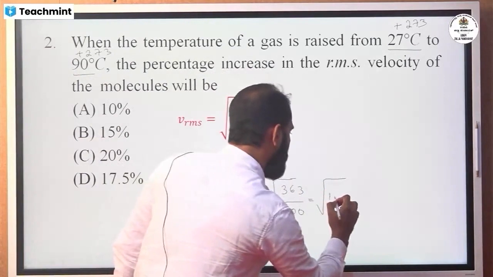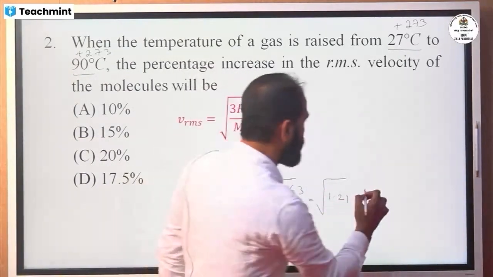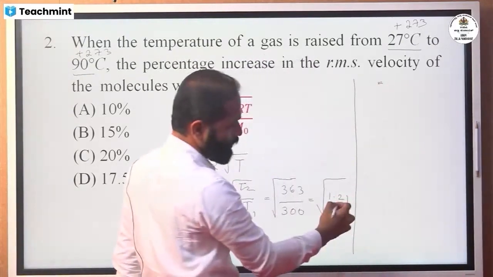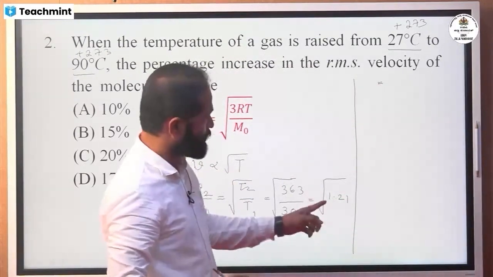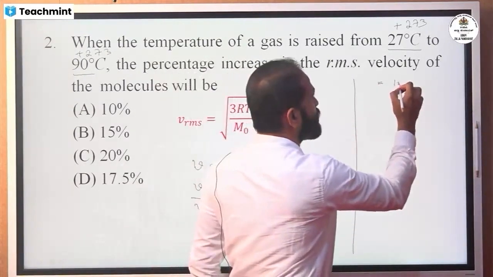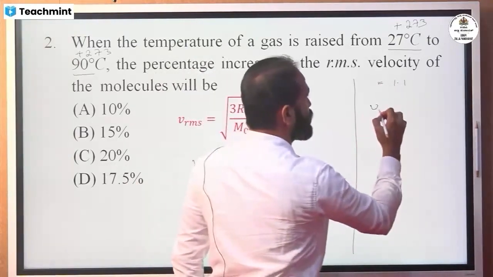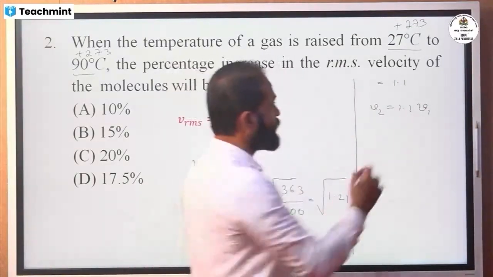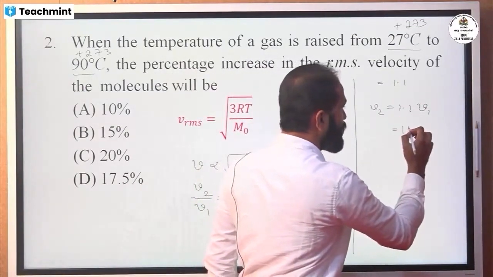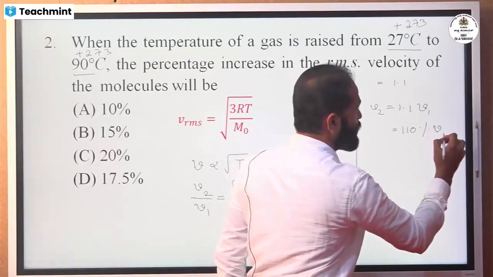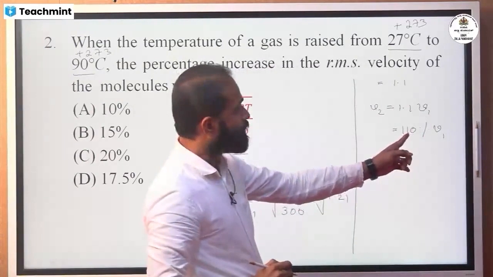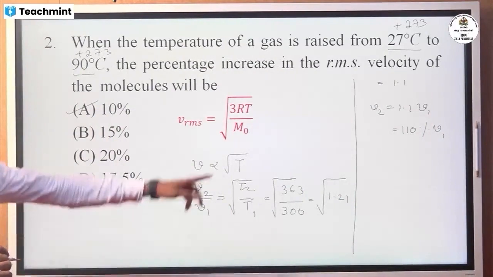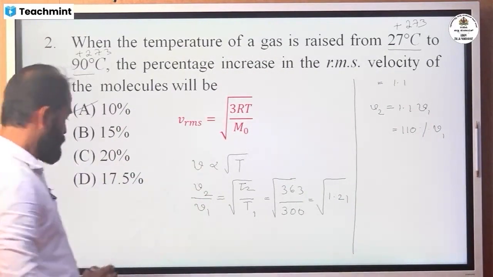We get root of 1.21, which is like taking the root of 121. Root of 121 is 11, so root of 1.21 will be 1.1. So we can write V2 is equal to 1.1 times V1. Converting this into percentage, 1.1 is 110% of V1. That means there is an increase of 10%. So the correct answer will be option A. There is an increase of 10% in the final RMS velocity. Now let's move on to the next question.